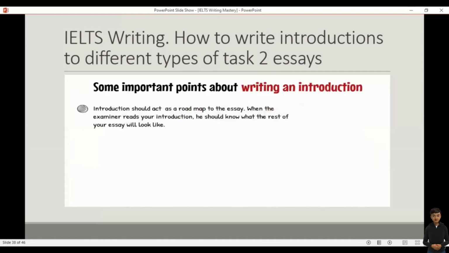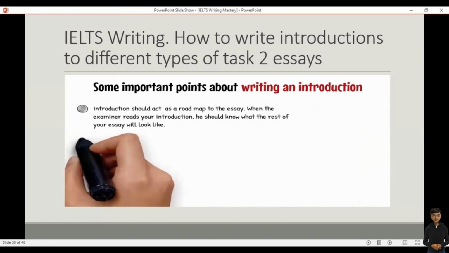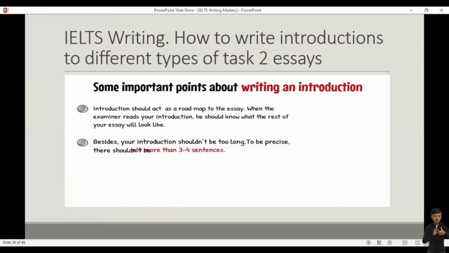First of all, here are some important points you should know about writing an introduction. Your introduction should act as a roadmap to your essay. When the examiner reads your introduction, he should know what the rest of your essay will look like. Besides, your introduction shouldn't be too long. To be precise, there shouldn't be more than 3-4 sentences.